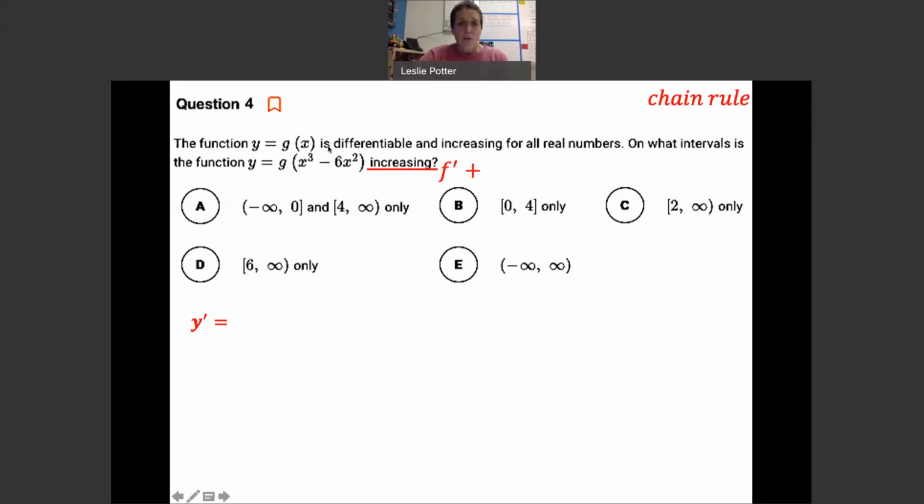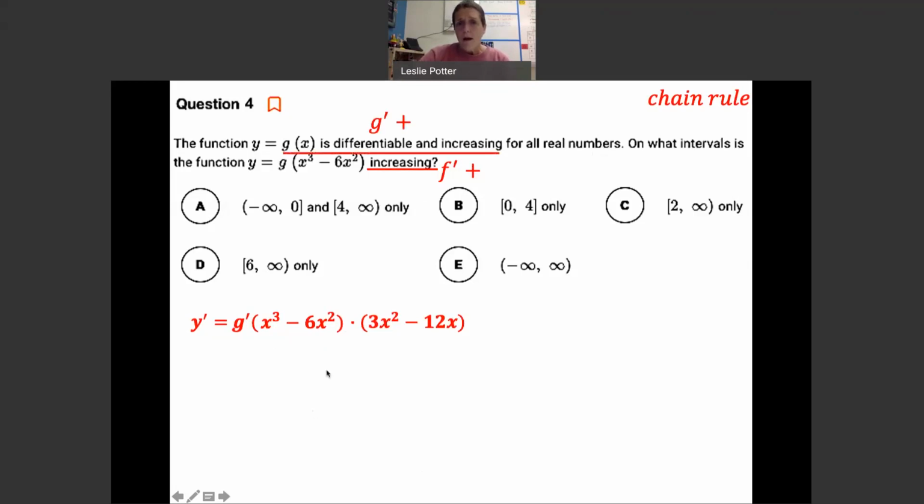So we know the chain rule says take the outer derivative times the inner derivative. Okay, so the outer derivative is g prime of x cubed minus 6x squared, right? When we take the outside derivative, we don't touch the inside stuff. And then we multiply that times the inside derivative, and that's 3x squared minus 12x. We're going to set that equal to 0.